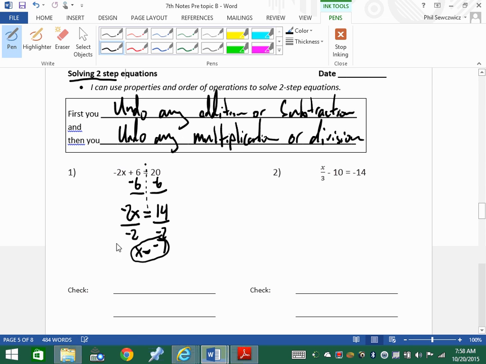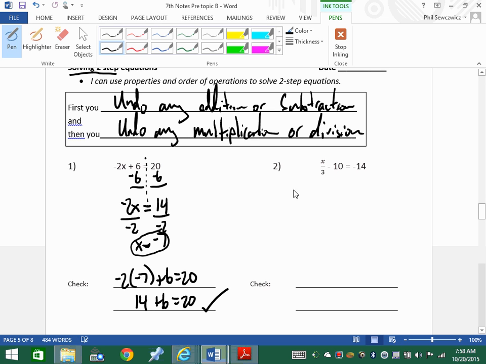Now, our check step. We go back in and plug it in. So it's negative 2 times negative 7 plus 6, and that equals 20. Now, we can't just say, yeah, that's right. We need a little more evidence here. Order of operations says let's multiply first. So the question is, 14 plus 6, does that actually equal 20? It does. So we know we've got a correct answer. Let's skip over to question 2.